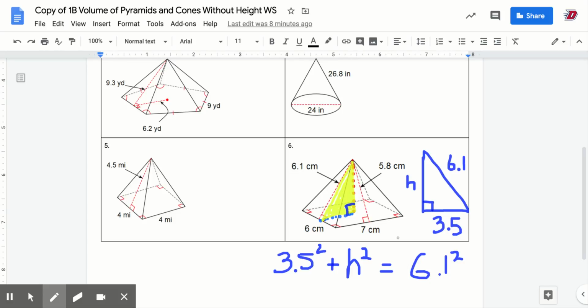So with a prism, what you do is you just get the area of the base, which is a rectangle. It's a 6 by 7. So you literally just multiply 6 times 7, which is 42. And if this was a prism, it would be 42 times the height. Because it's a pyramid, it's one-third of that. So it's one-third of 42 times this height that you just are going to solve for.